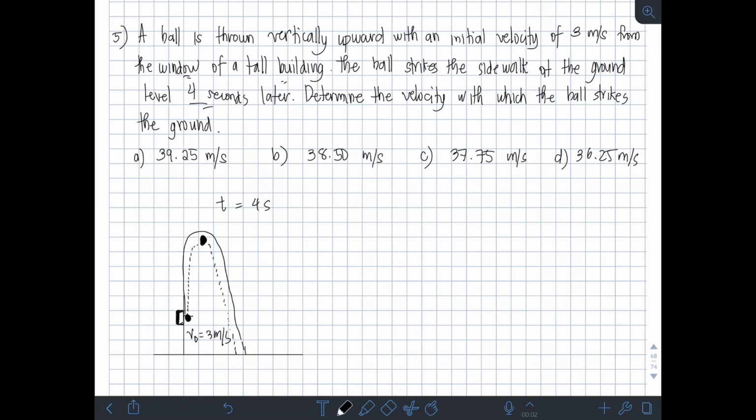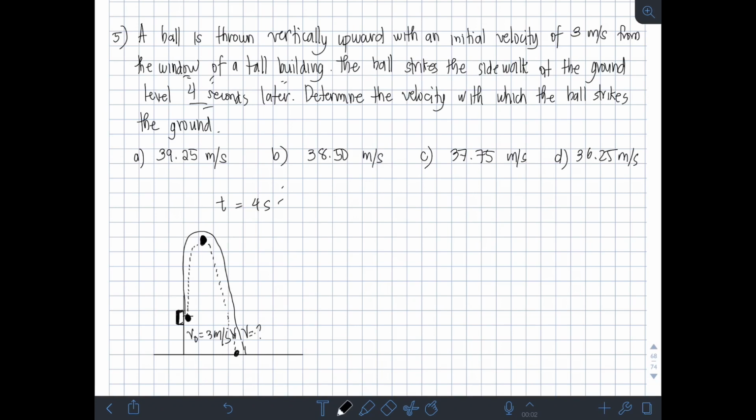Okay? So, ngayon, determine the velocity with which the ball strikes the ground. So, ano raw yung velocity ng ball habang pababa siya dito sa ground. Okay? So, dahil yung given sa atin is yung total time nung travel ng ball, which is 4 seconds, pwede nating hatiin yung 4 seconds into 2.